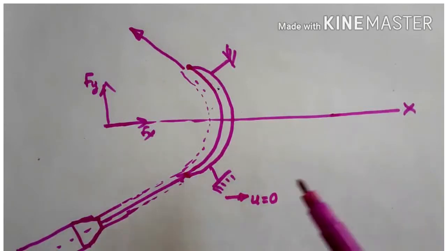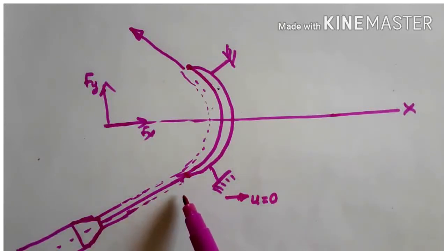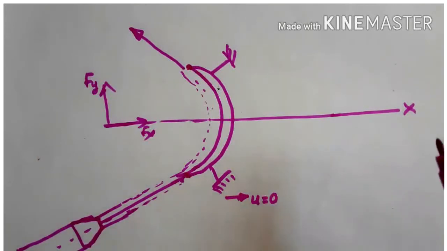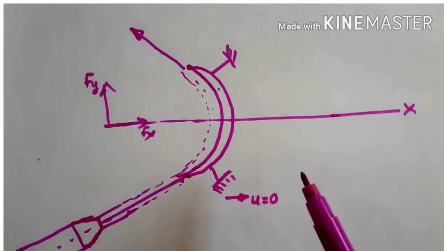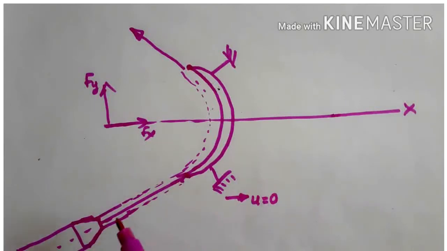We have to apply the impulse momentum principle for this also. Then we have to get Fx and Fy, then finally the resultant, and finally the efficiency of the jet. So in all the cases we need to calculate the efficiency of the jet.